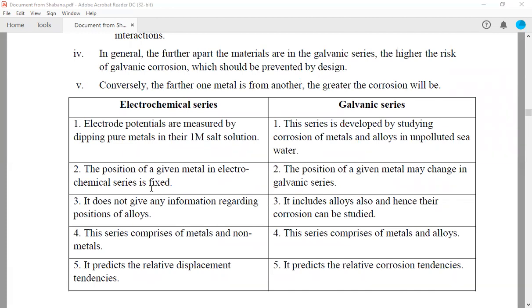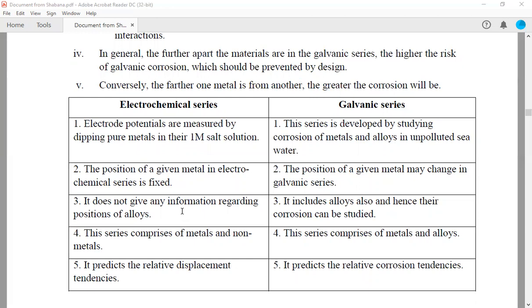Next, coming to the position of the metal: in the electrochemical series the position is fixed, whereas the position of the metal may shift in the galvanic series. That means here the position is fixed, and here the position changes in the galvanic series.